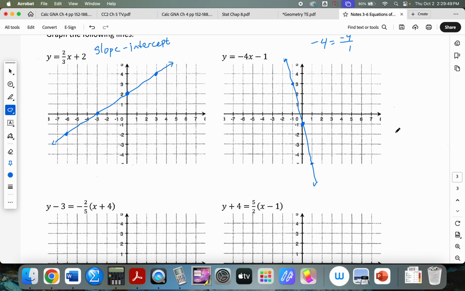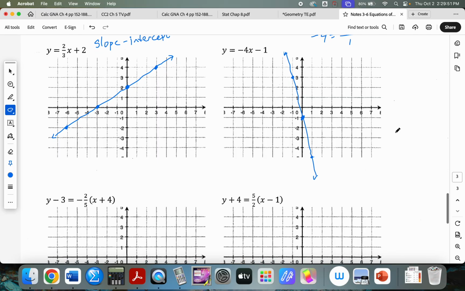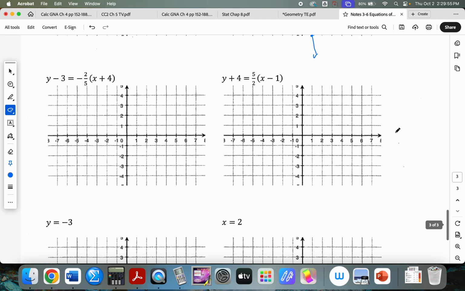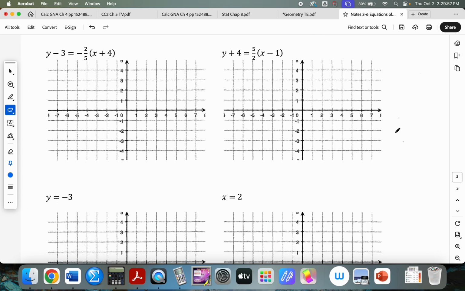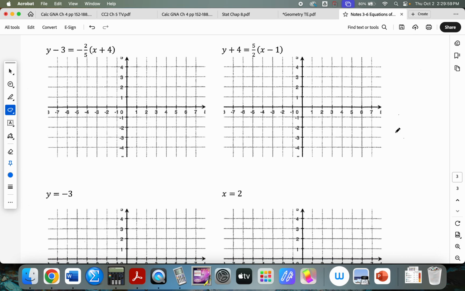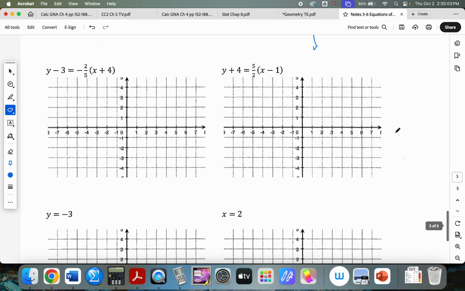Okay, basic graphing. You've done that a ton. Started doing that in pre-algebra. Did it some more last year. You've also, I'm sure, done some of these. These are in what form? Point slope.